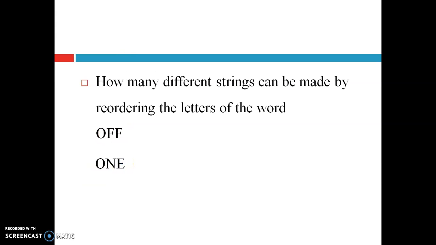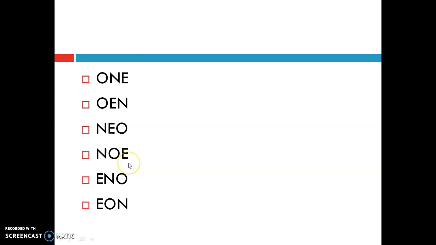Now the second example: there is no repetition, so we can find the reordering of the letters by the formula that is nothing but n factorial. Here there is no repetition, so n factorial is the answer. So 3 factorial is 3 into 2 into 1, that is 6. So 6 different ways we can reorder the letters of the string. These are the different ways: O E N, N E O, N O E, E N O, and E O N.